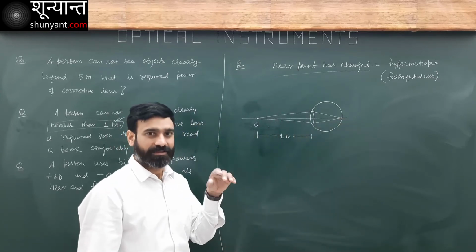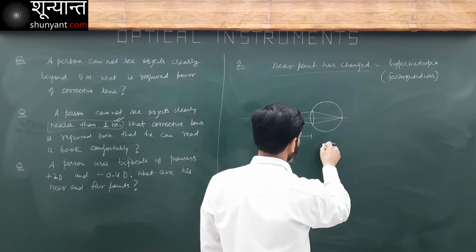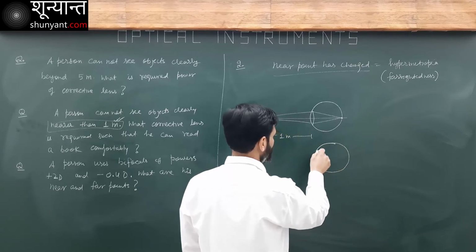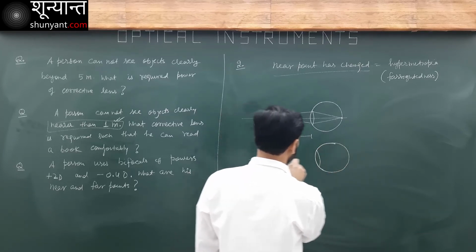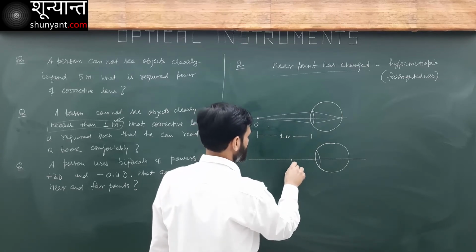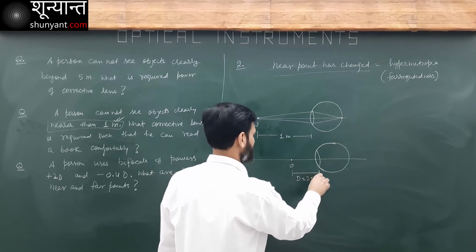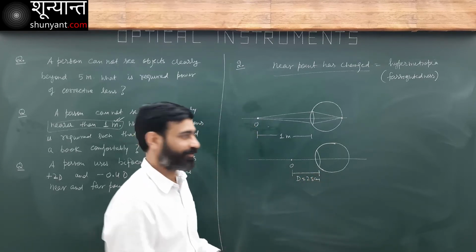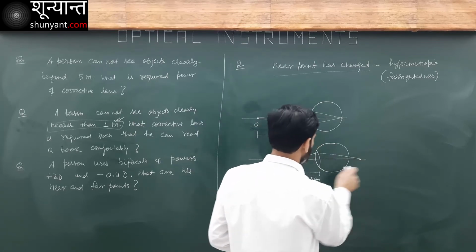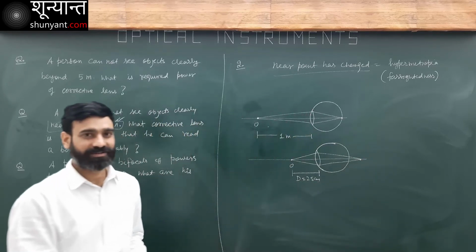The problem happens if this distance decreases. If the distance becomes 25 centimeter, that is D, then there is a problem. Now if the object is kept here, at D, 25 centimeter, this I cannot see. It will be focused behind the retina.